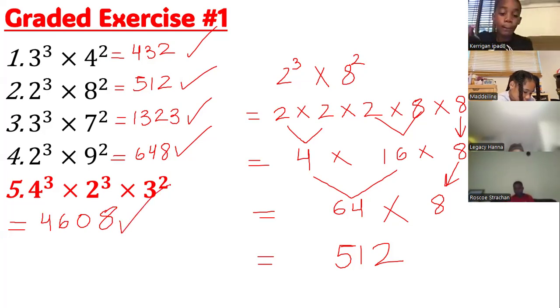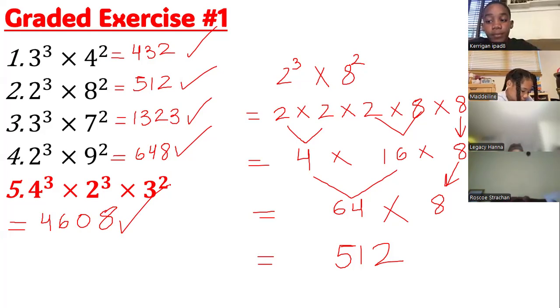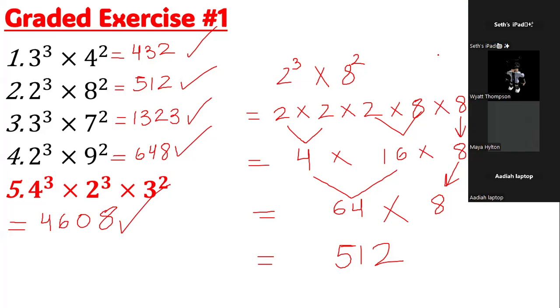Anyone got 5 out of 5? I did. I got all right. Excellent. Anyone got 4 out of 5? Legacy, what did you get? 3 out of 5. Anyone else got 3 out of 5? I got 4 out of 5.